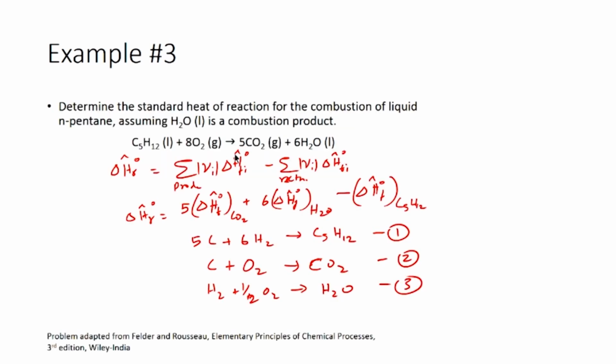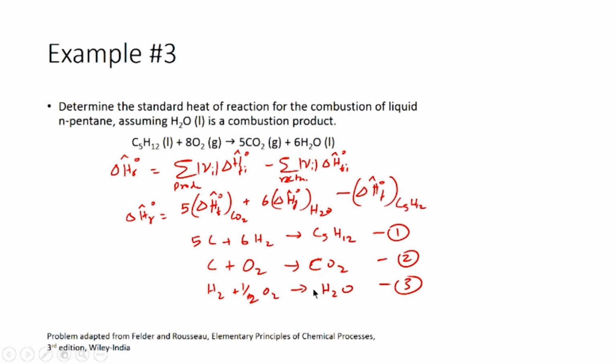The final reaction which is of interest actually has n-pentane being combusted. So, n-pentane is on the reactant side, whereas in reaction 1 it is on the product side, which means minus of reaction 1 has to be taken. So, reaction 1 has to be subtracted from reactions 2 and 3. In reactions 2 and 3 you have carbon dioxide as product and water as product, as in the reaction of interest. However, we have 5 moles of carbon dioxide and 6 moles of water being produced.